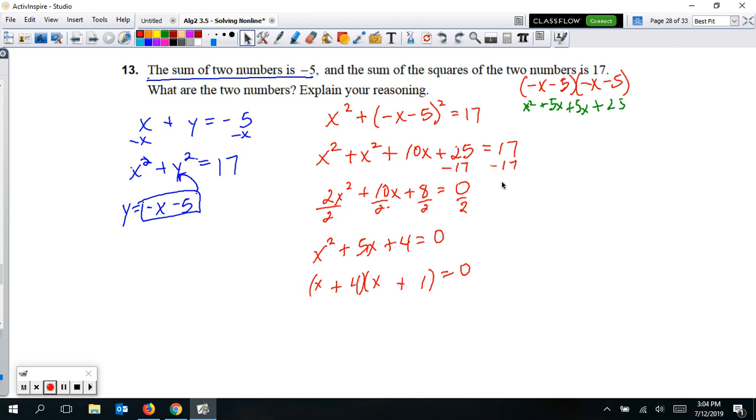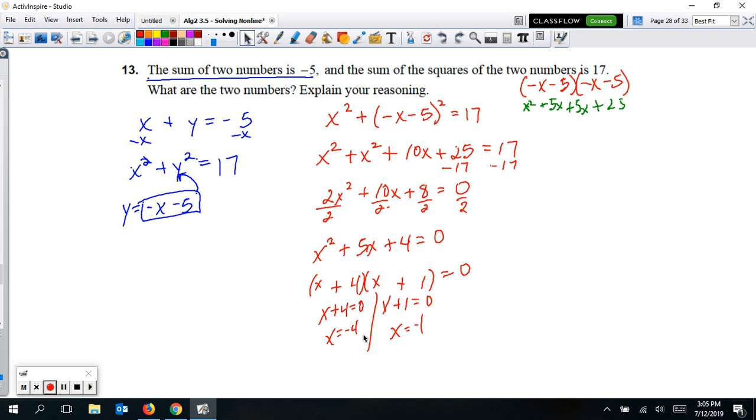And you can always do the FOIL like we did here with these two just to double check that you got that right and factored that correctly. And now each of these get separated and set equal to 0 separately. So x plus 4 equals 0, which will subtract 4 and get x equals negative 4 for that one. And then x plus 1 equals 0, so subtract 1, you get x equals negative 1. So we're getting two answers here. We're trying to get the two numbers, right? So what are our two numbers?